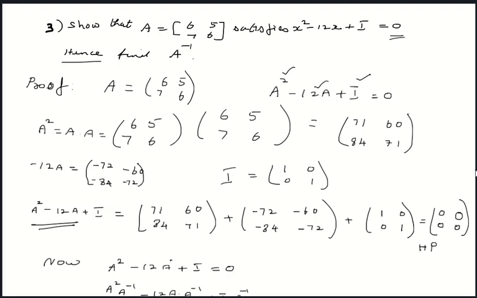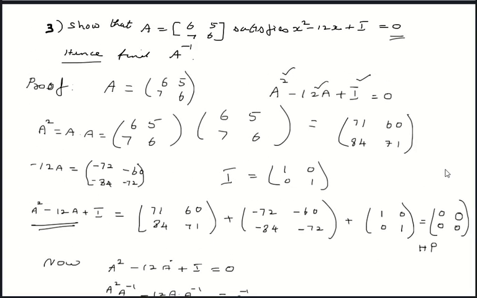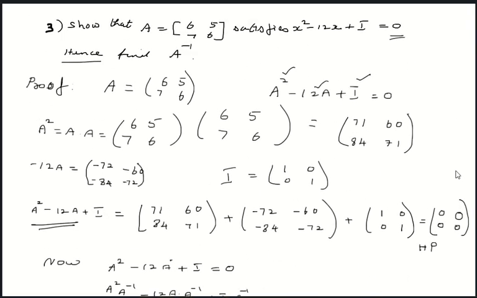If you want, you can cross verify. What is A inverse of a 2 by 2 matrix? Swap the elements along the main diagonal and change the sign. The determinant value of this is 36 minus 35, which is 1. Hence, you can verify, but you cannot find A inverse using the formula, because in the question it is given. Hence, find. So, please make a note of it.